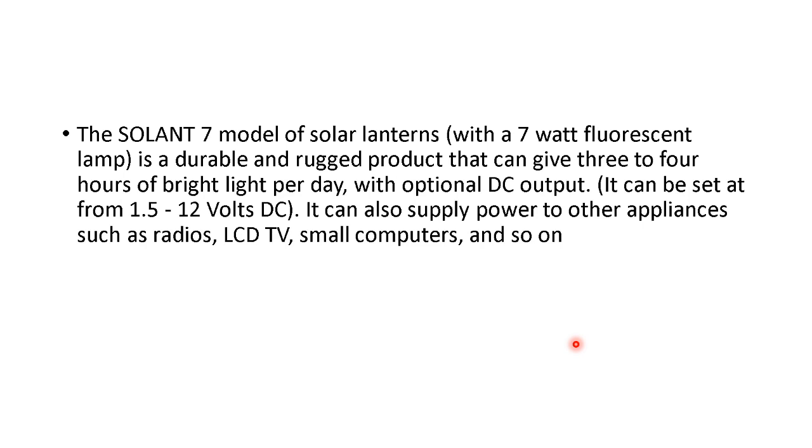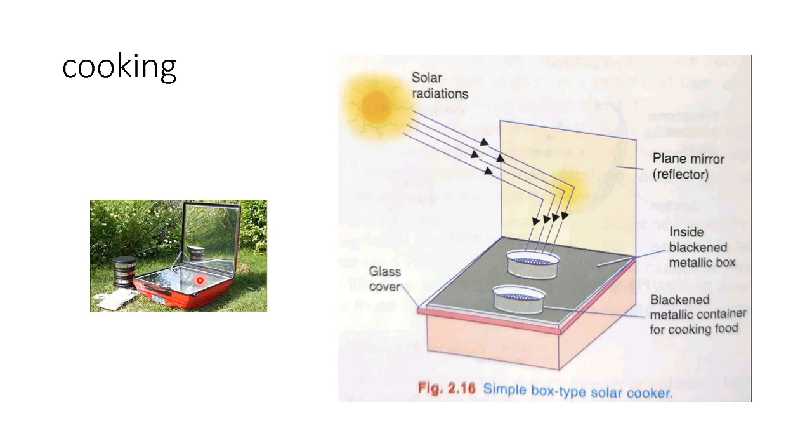Now another use is for cooking. As we know, there is a box type solar cooker which is used. The solar radiation, or rays, fall on the plane mirror and get reflected, and by the heat energy the food gets cooked.